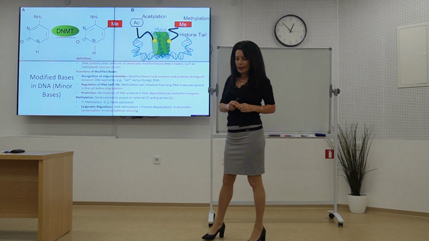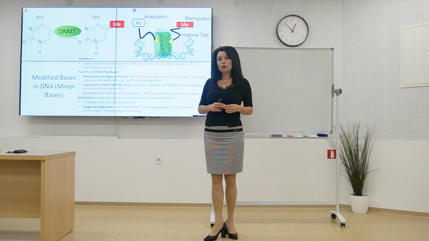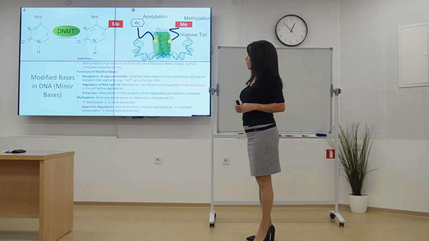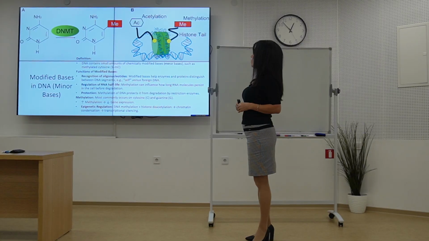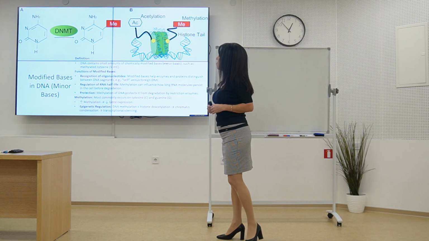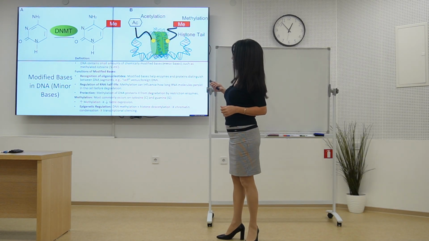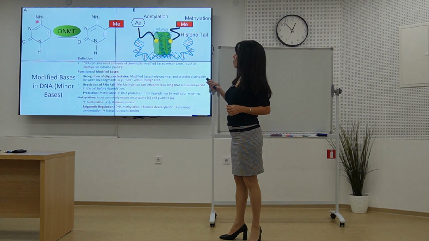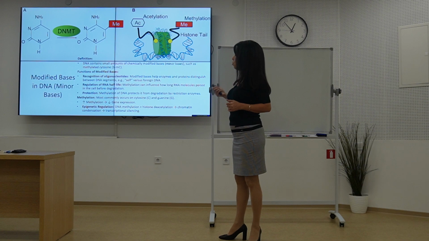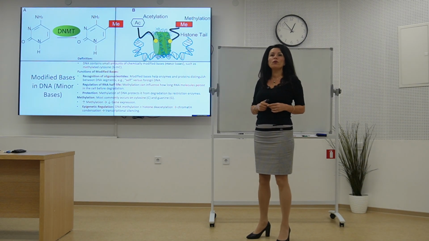Modified bases in DNA, the other name is minor bases. What is this? DNA contains a small amount of chemically modified bases, the other name is minor bases, such as methylated cytosine. Look here, this is the base called cytosine, and after the methylation process, it can be methylated to form 5-methylcytosine.